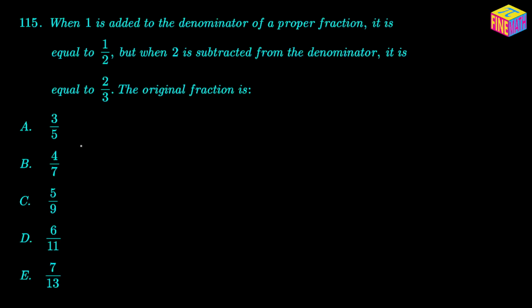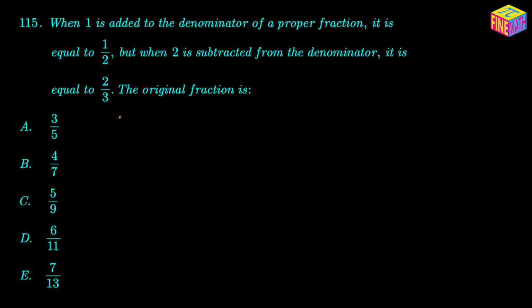So we're going to take each of these answer options and we're going to try our two different criteria here, right? So the first criteria says that when 1 is added to the denominator, it is equal to 1/2. That means the new value becomes 1/2. So now let's try to add 1 in the denominator here.